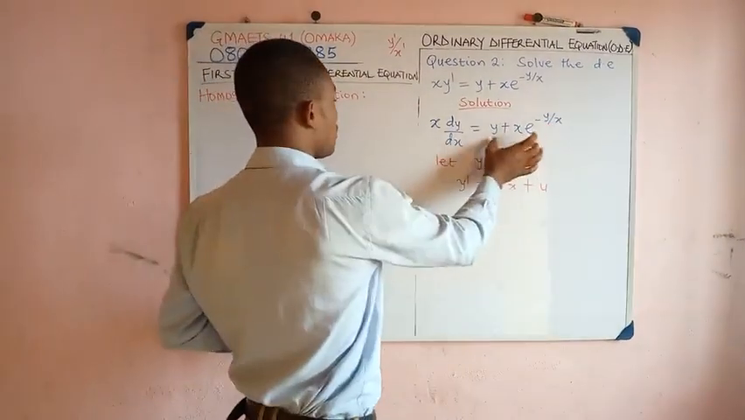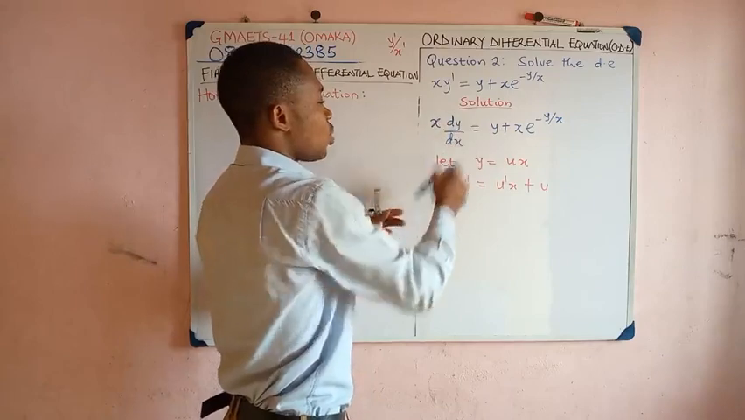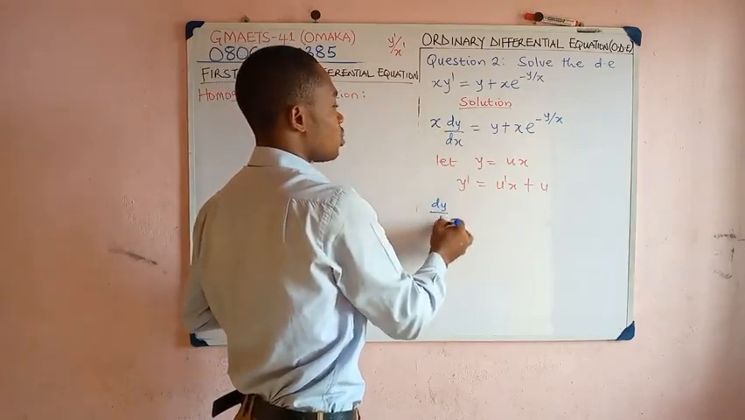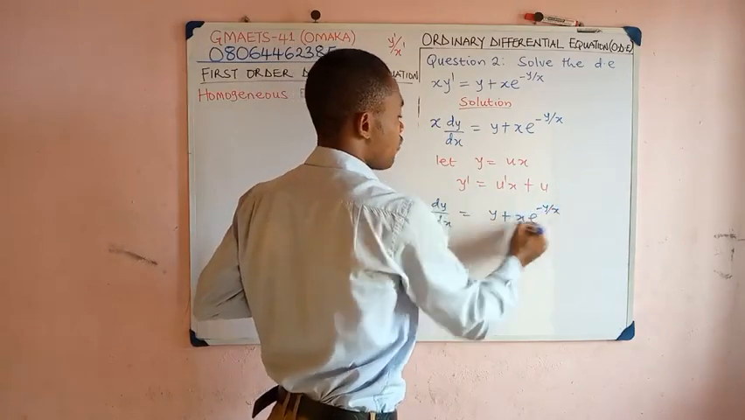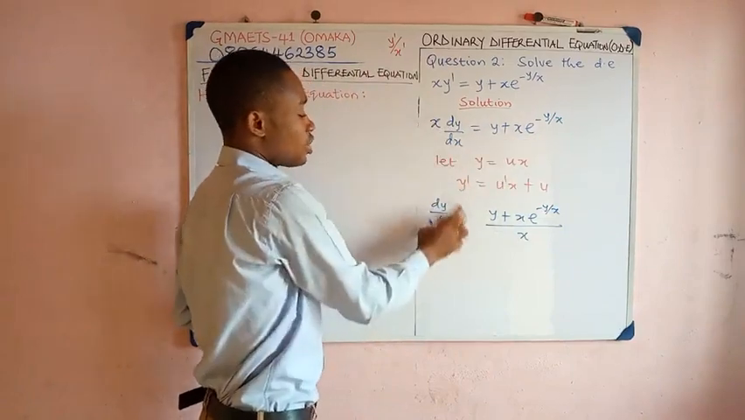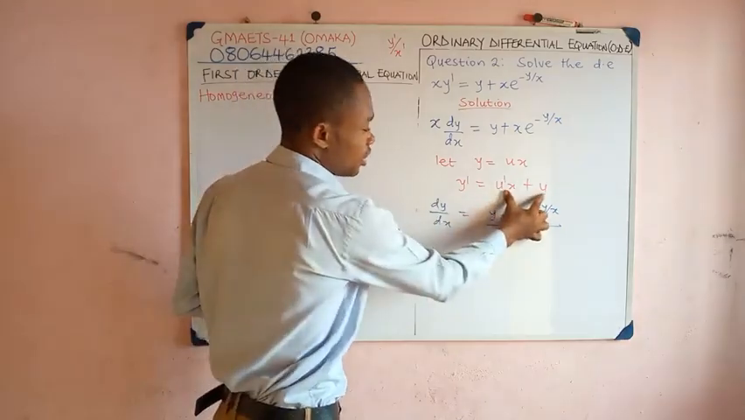We can now substitute into this equation. To do that, we need to rewrite this as dy/dx. Write it as dy/dx, and then dy/dx will be equal to (y + x e^(-y/x)) all divided by x. You have to divide by this x to make dy/dx the subject. So we substitute for this y prime using this.